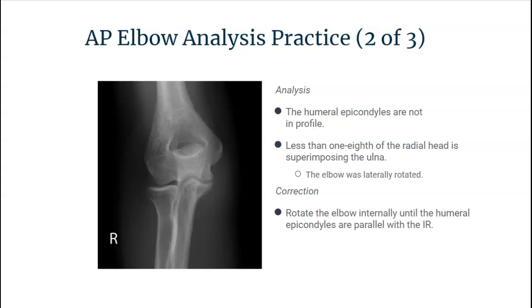So let's take a look at our second practice analysis. Again, we have some degree of rotation for the true AP projection. The humeral epicondyles are not in profile. Our relationship between the radial head and ulna are not sufficient. As a matter of fact, the radial head is superimposing the ulna at less than 1/8. So in this case, the elbow is laterally rotated or externally rotated. We need to rotate the elbow internally until those humeral epicondyles are parallel with the IR.